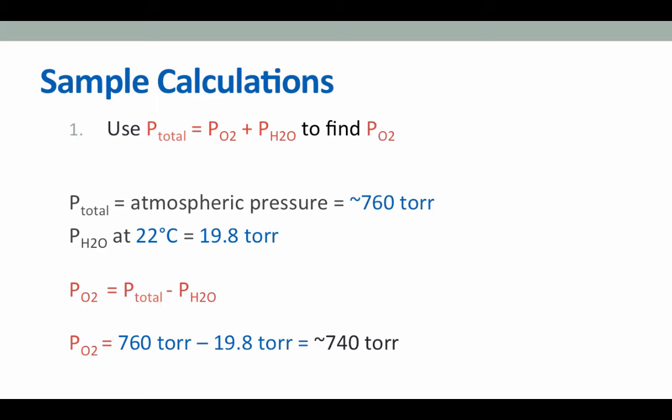So using the averaged pressure of the day being 760 torr and water pressure at an average room temperature of 22 degrees Celsius being 19.8 torr, subtracting 19.8 from 760, we're going to get approximately 740 torr. Now I'm doing this very approximately here because it's just practice calculations, but you will want to use all of the correct sig figs and maintain that throughout your calculation.